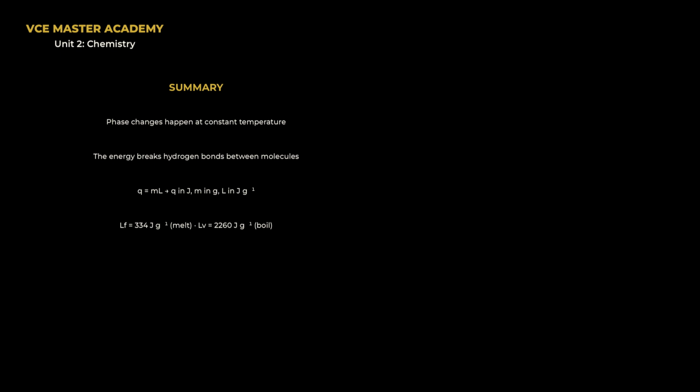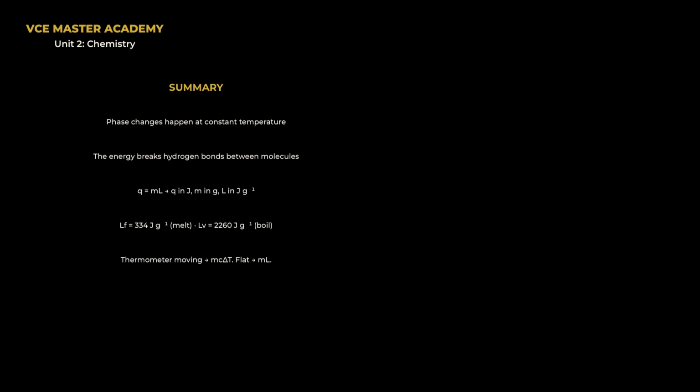Let's gather it all up. Phase changes happen at a constant temperature. 0 for melting, 100 for boiling. The energy goes into breaking hydrogen bonds between molecules, never the strong bonds inside them. Our equation is Q equals mL. Energy in joules, mass in grams, latent heat in joules per gram. 2 numbers to memorize. 334 for melting, 2,260 for boiling.